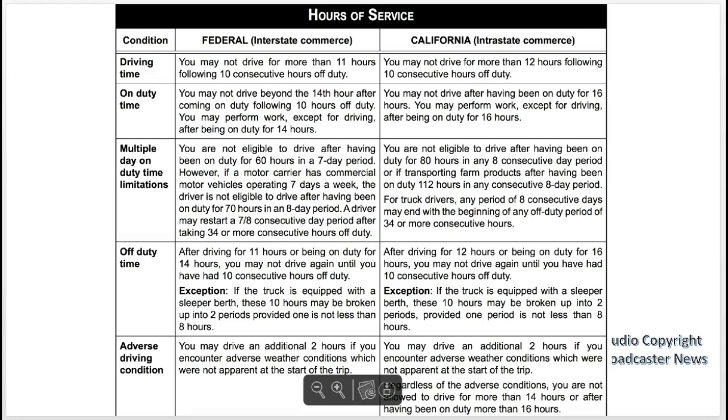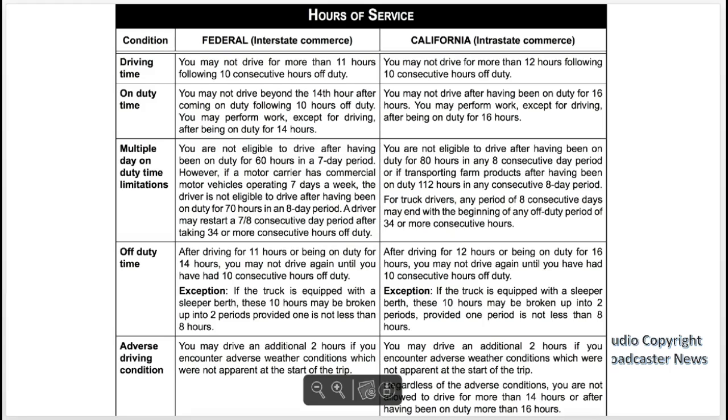Okay, if you're going out of state, after driving 11 hours or being on duty for 14 hours, you may not drive again until you have had 10 consecutive hours off duty. There is an exception. If the truck is equipped with a sleeper berth, these 10 hours may be broken up into 2 periods, providing one is not less than 8 hours. So you must get 8 hours of sleep.